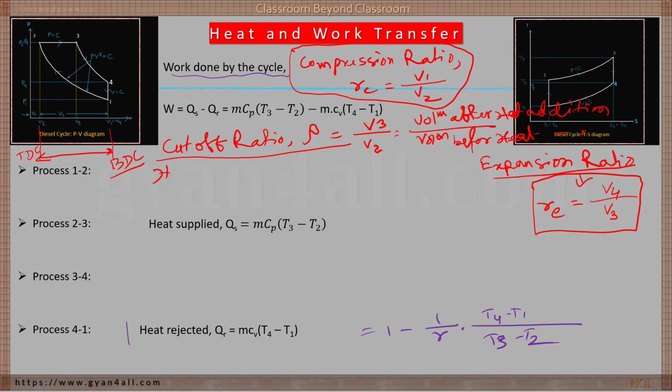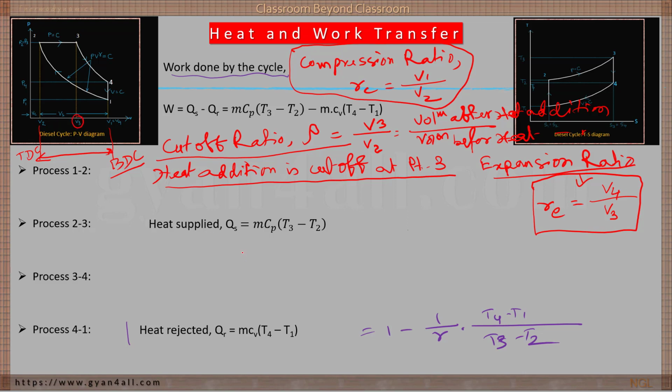So let me write it. Heat addition is cut off. Everybody knows the meaning of cut off, at point 3. That is why it is called cut off ratio. When the piston moves from TDC to BDC, at TDC heat addition begins and at point 3 heat addition is stopped or cut off. After that, the expansion will begin. So this ratio is a special ratio, V3 divided by V2.